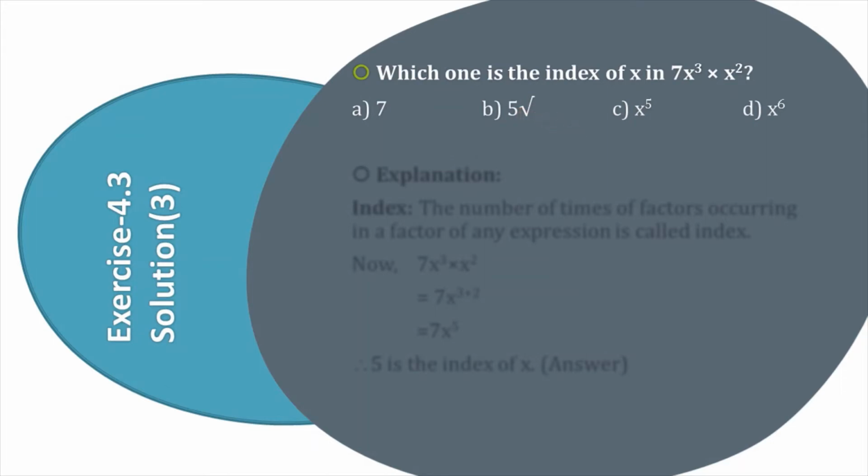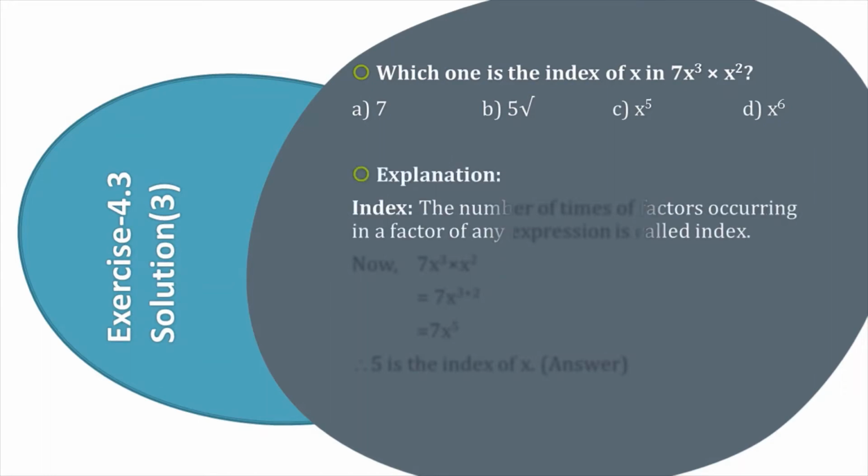Let us see the explanation how we can get this result. Explanation: index. At first we have to know the definition of index. What is index? The number of times of factors occurring in a factor of any expression is called index. Let us see the example, my dear.